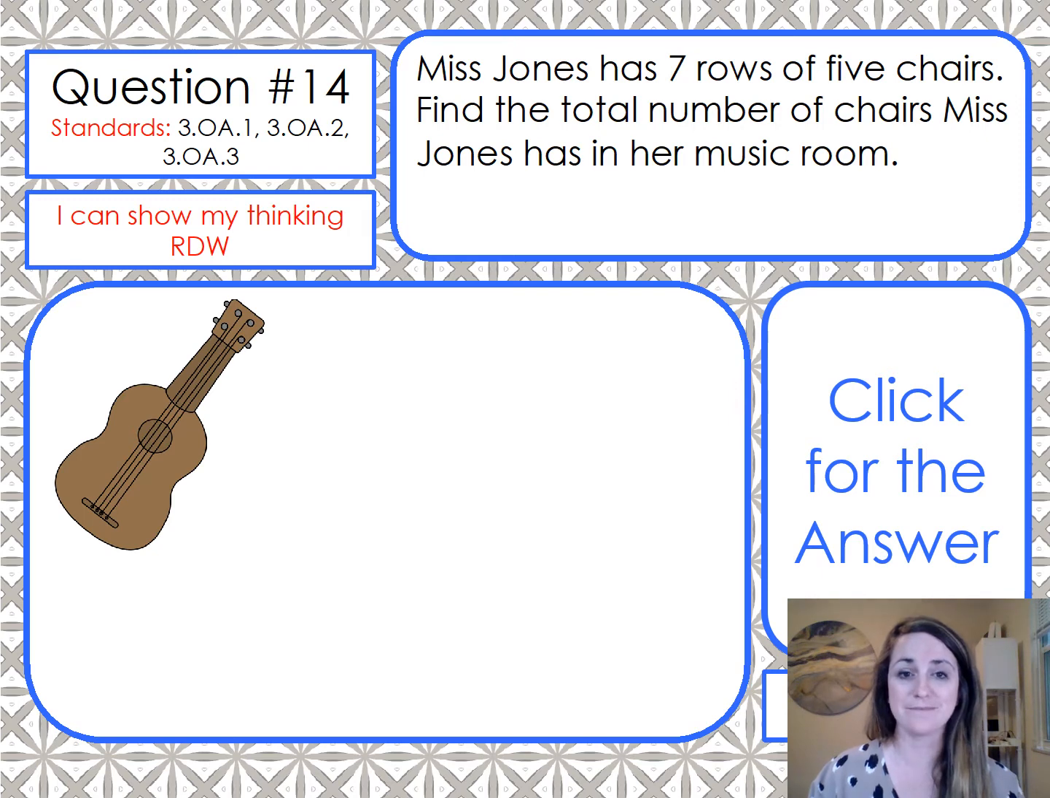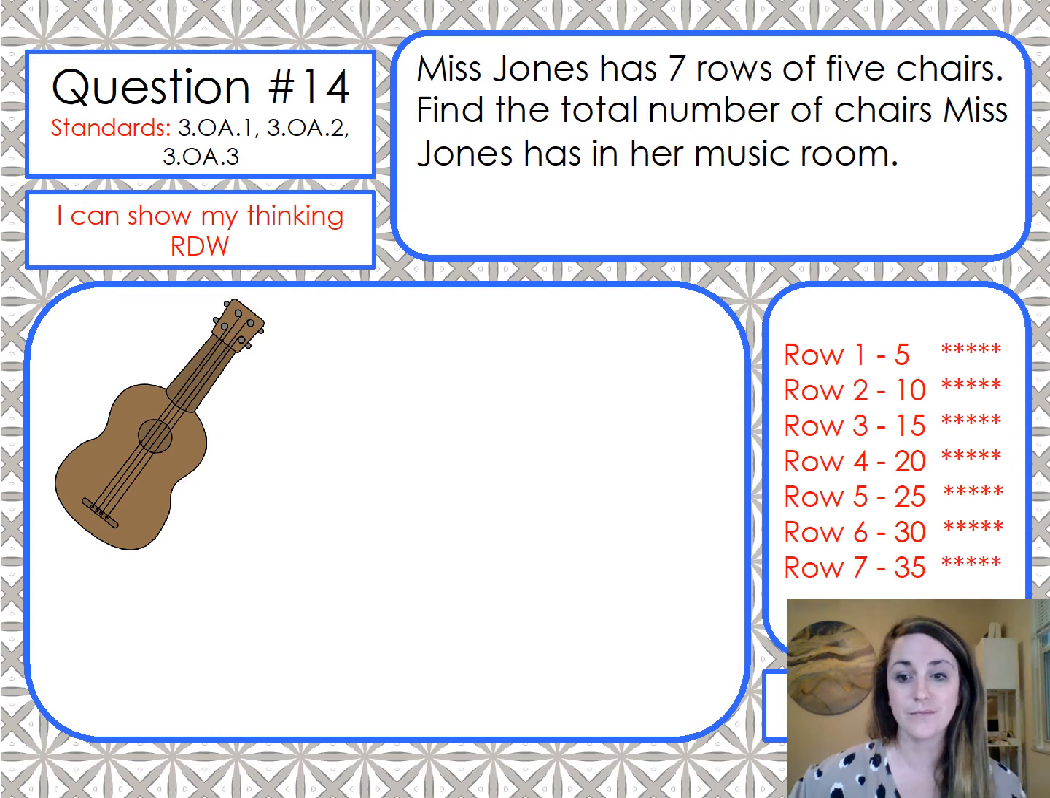Question 14. Mrs. Jones has 7 rows of 5 chairs. Find the total number of chairs Miss Jones has in her music room. I'm going to label my rows. Then I'll skip count by 5s. 5, 10, 15, 20, 25, 30, 35. Miss Jones has 35 chairs in her room.